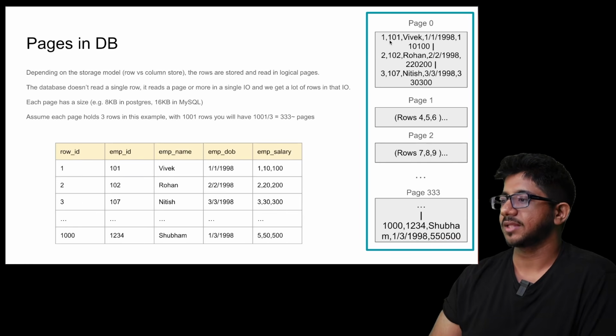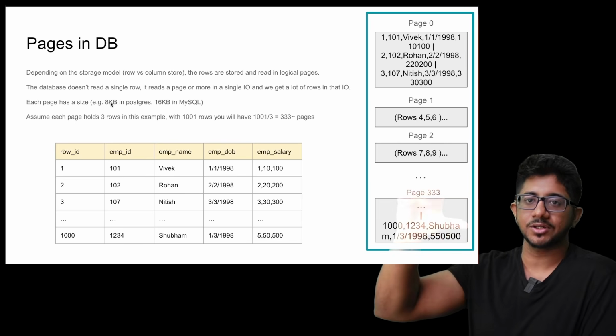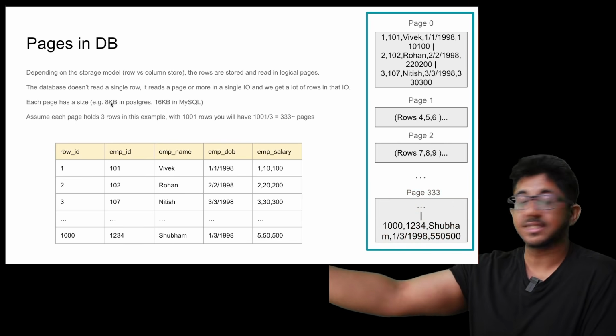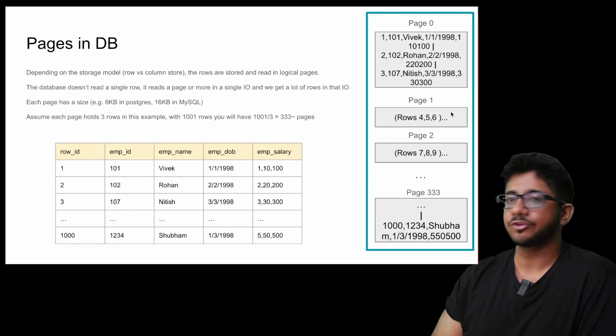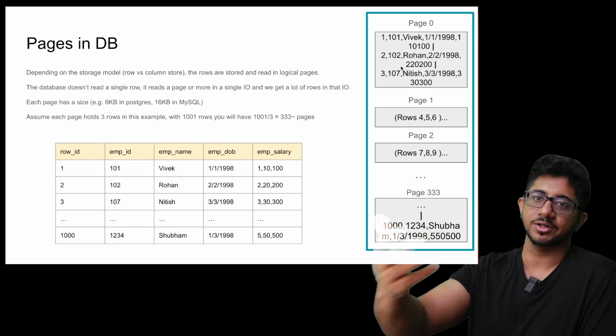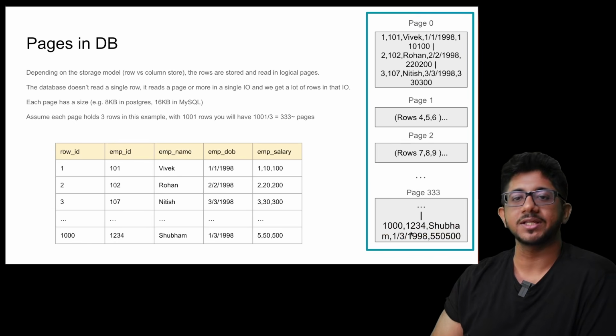So row ID 1, the employee ID, name, date of birth, and then there is a separator, and then again the next row. So that will be in page 0. Then page 1 will contain row numbers 4, 5, 6. Page number 2 will contain rows 7, 8, 9, and so on. So this is how it will be stored, right? There are fixed size pages being stored in the memory, and this can be in fact small files itself. These pages are what are retrieved to be read and then show the result. So these are the pages that are built in the memory.